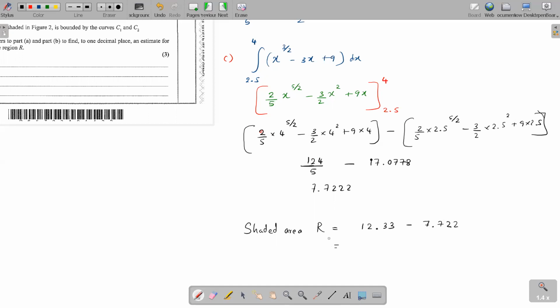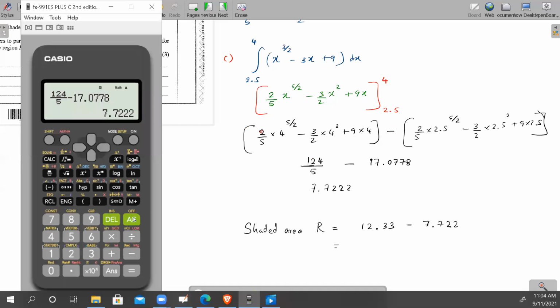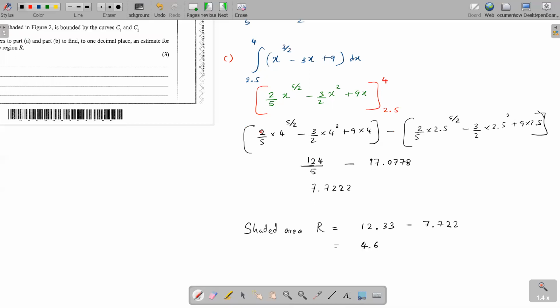They want it only to one decimal place. So what's the figure we get here? 12.33 minus 7.722. We get here 4.608, which means correct to 1 dp, 4.6. So the shaded area, the area of the shaded region R will be 4.6.